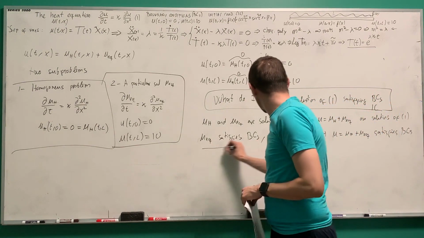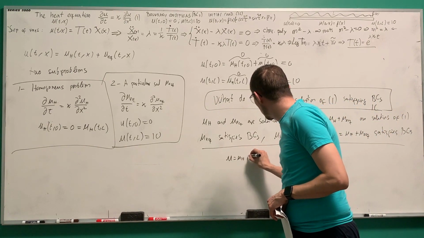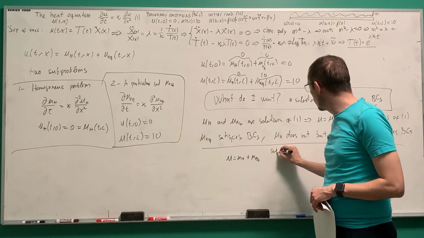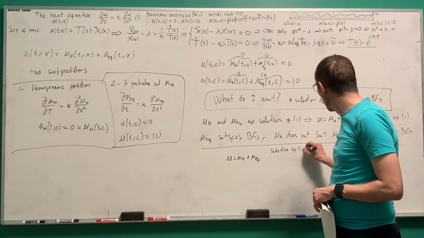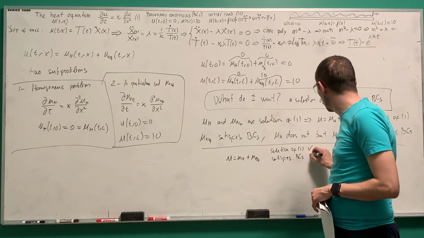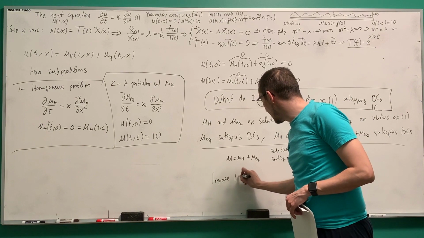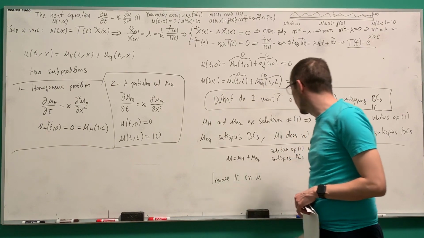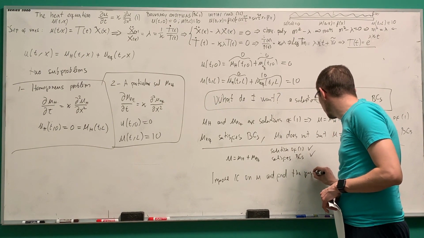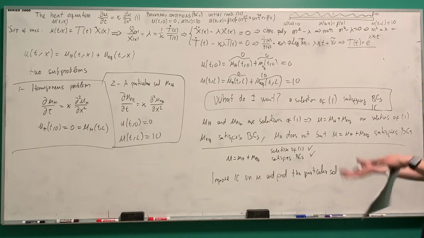Wonderful. So far I have U equals U_H plus U_EC is a solution of 1. Check. Satisfies BCs. Check. So what do I do now? At the end, impose IC on U and find the particular solution. So you see, the logic works.